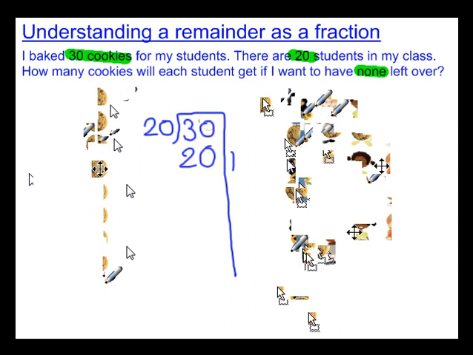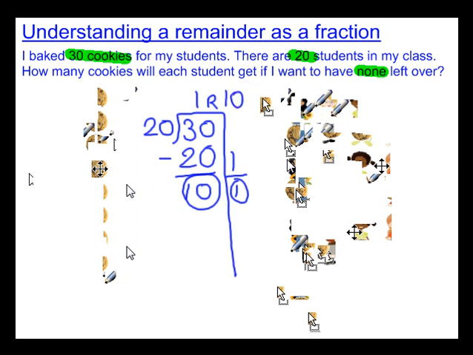How many cookies do we have left over? 1, 2, 3, 4, 5, 6, 7, 8, 9, 10. 30 minus 20 is 10. Yep, we have 10 cookies left over. Every student has one cookie each, and we've got a remainder of 10. So we have one cookie with the remainder of 10.